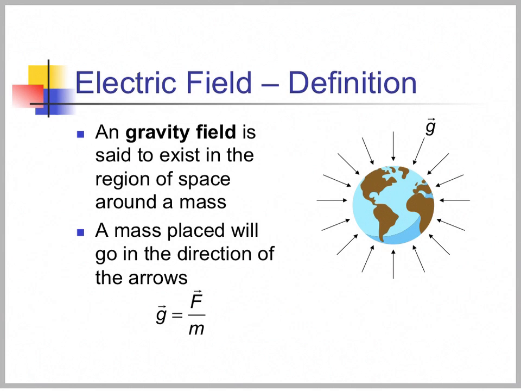A gravity field is said to exist in the region of space around a mass. So, if I took a mass somewhere near, say, the Earth, it's going to fall in the direction of the arrows, towards the center of the Earth. The g field, or the gravitational field, is the gravitational force divided by the mass of whatever the test object is, or the force per unit mass. That's the little g that we've used all last semester.